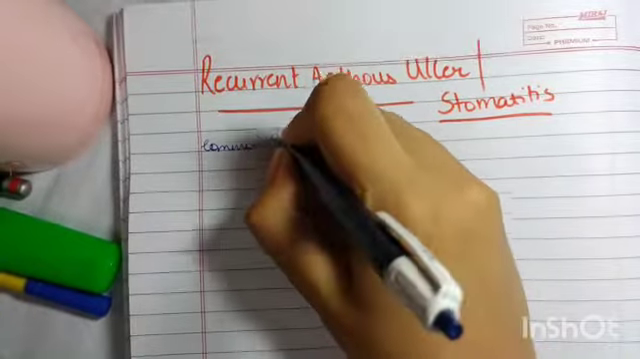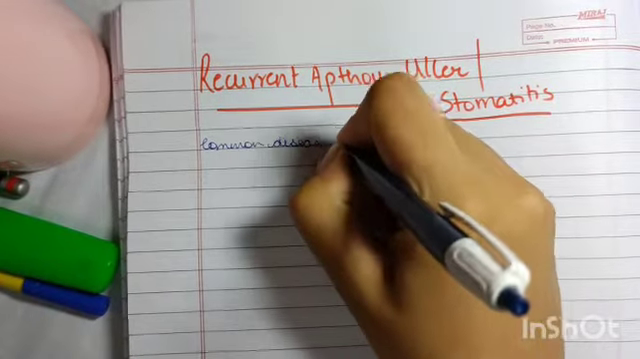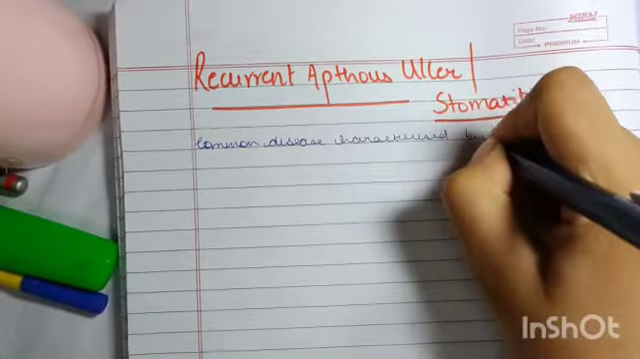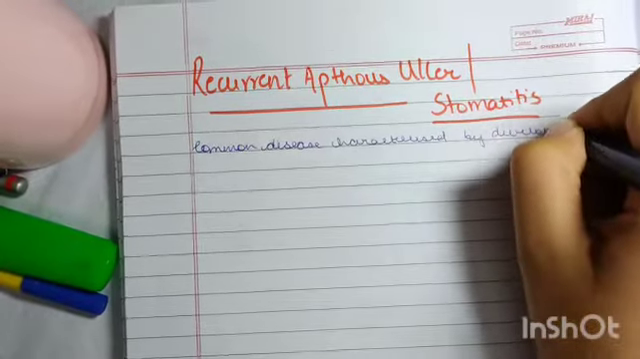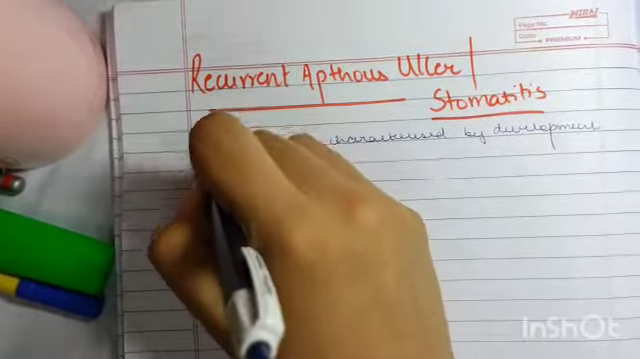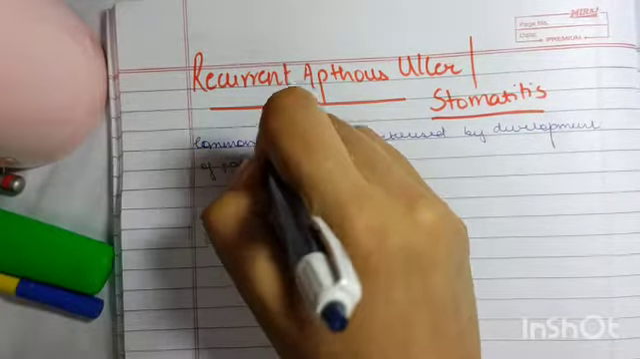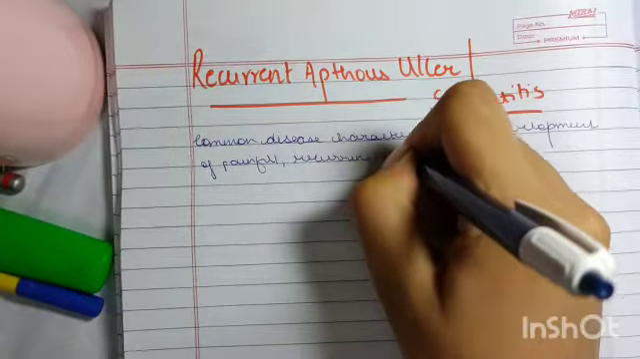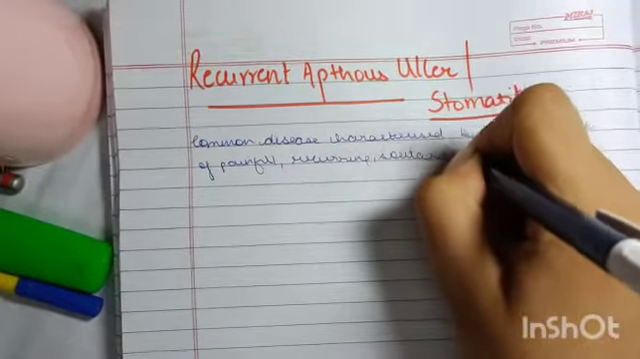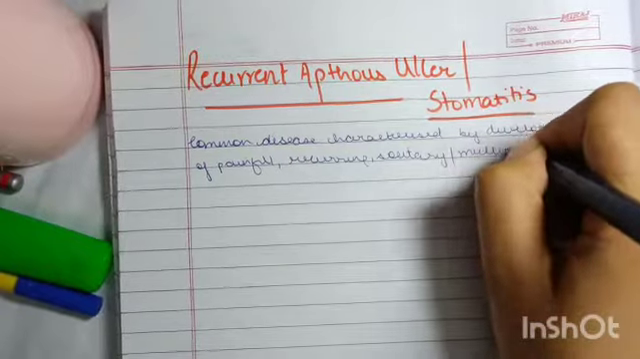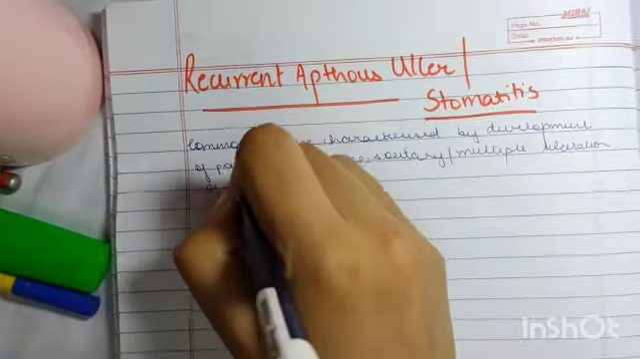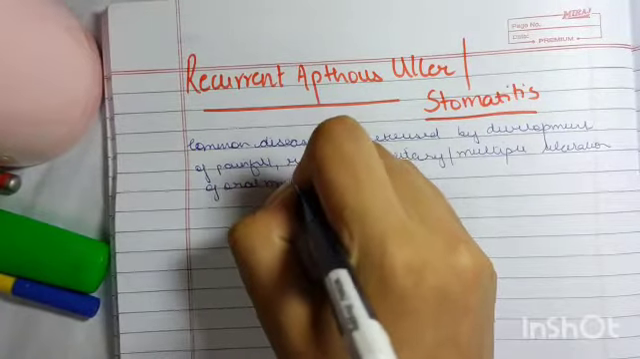It is basically a common disease characterized by development of painful, recurring, solitary, or multiple ulceration of oral mucosa. Now you must remember all these keywords.